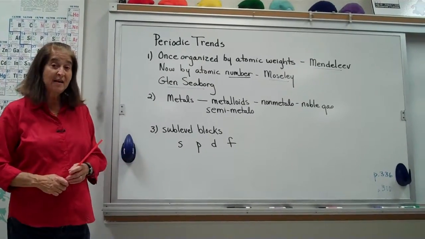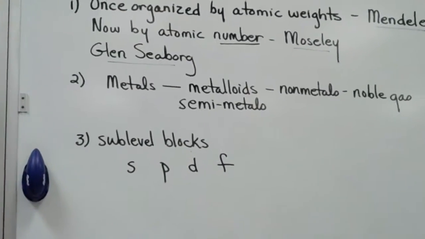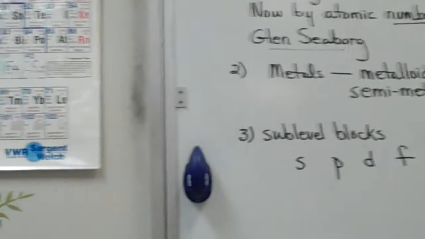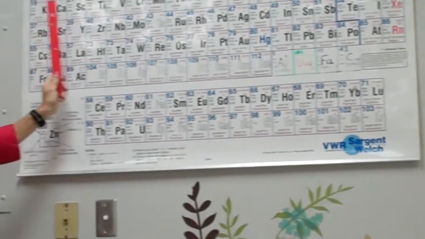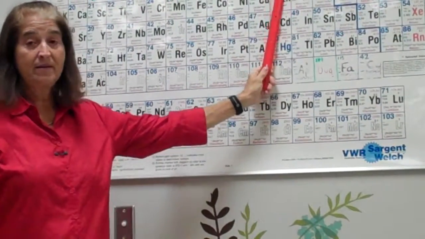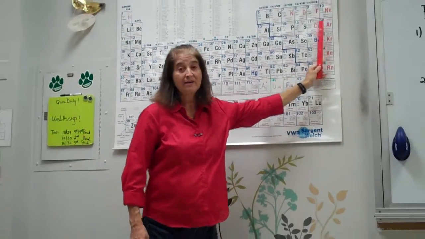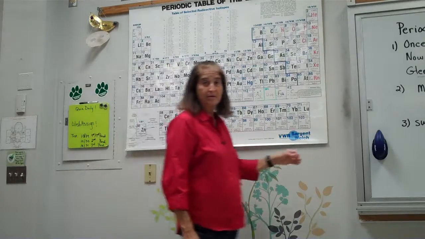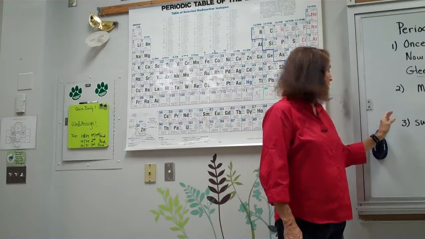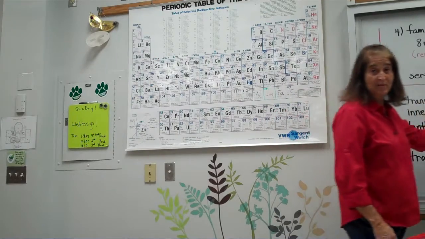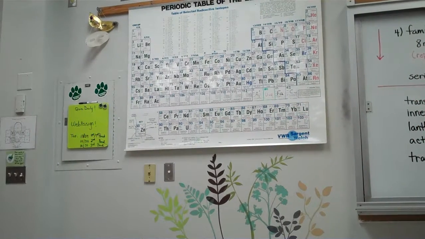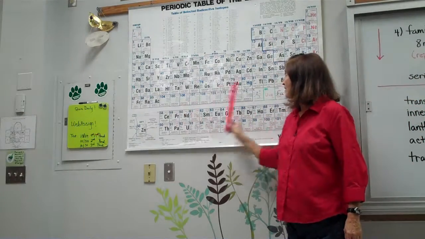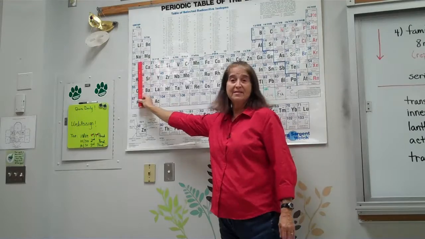We've also talked about sublevel blocks. The sublevel blocks include, as you can see here, the S sublevel block, the D sublevel block, the P sublevel block, and down below, the F sublevel block. So, I'm going to show you the sublevel blocks one more time. The P's, the F's, the D's, and the S's.